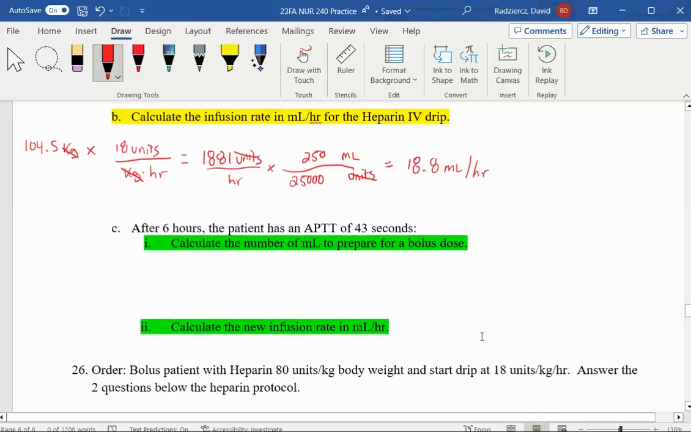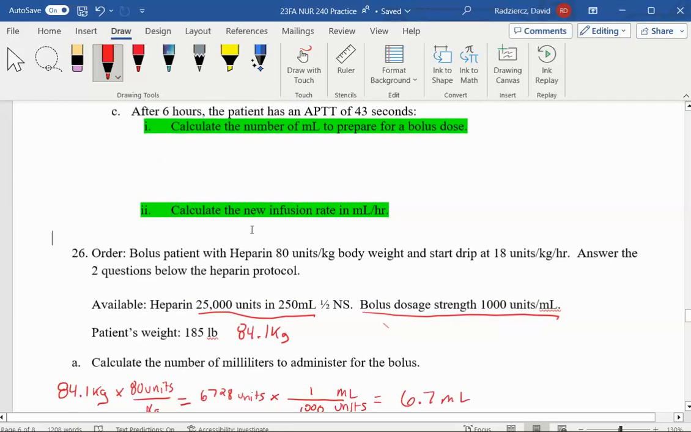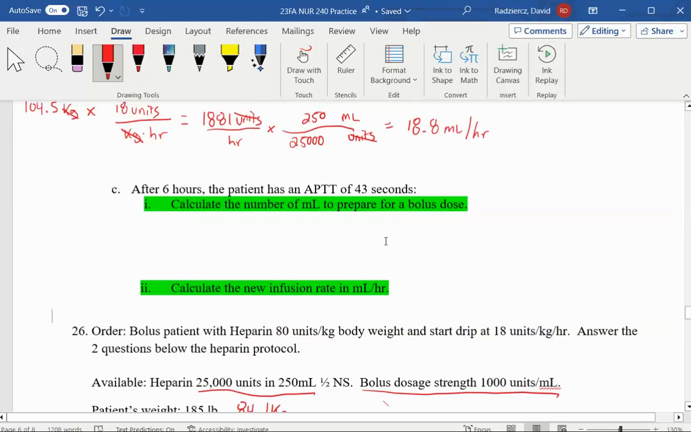All right. Now, what I'm going to have you do is spend a little bit of time and do the next 2 steps, the new bolus and the new rate. I'm going to have you do those, and then I'm going to give you a few minutes just to kind of work on it and get to the answer.